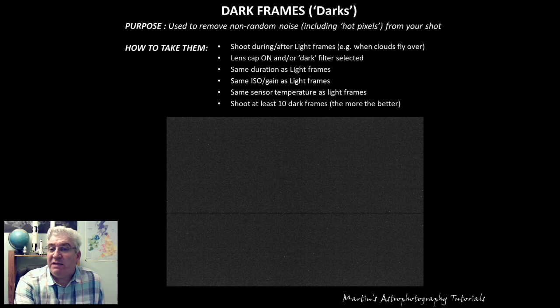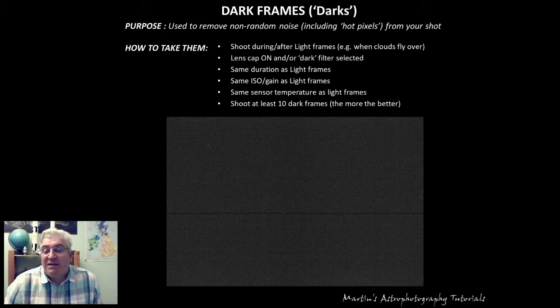So dark frames are created in the same session as your light frames, your actual shots, and the reason for that is that your sensor needs to be at the same temperature as when you took your shots. So if you get the opportunity to take your dark frames because some clouds have blown over, that can be an efficient way of using your time, get you to bed a bit earlier. But otherwise, you could do your dark frames, for example, at the end of a session. You need your lens cap on, dark filter selected if you're using filters, or maybe both, I do both. You need to use the same exposure time, duration as your light frames, and the same gain or ISO if you're using a DSLR.